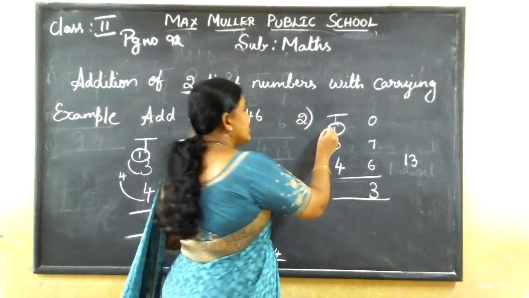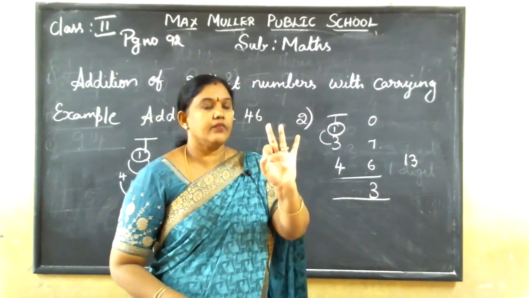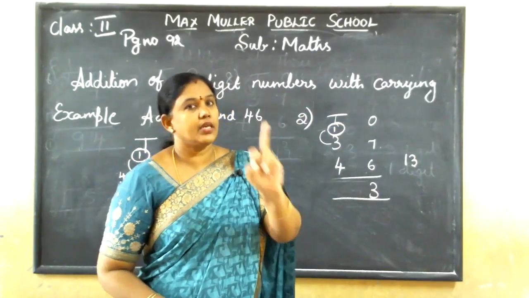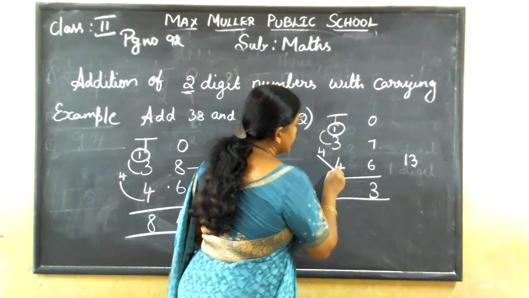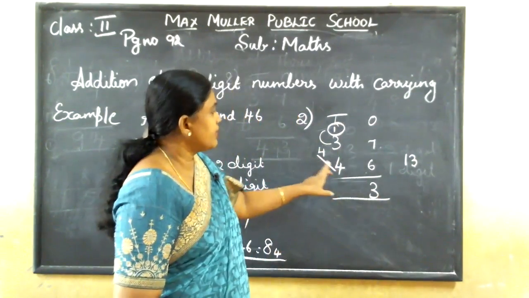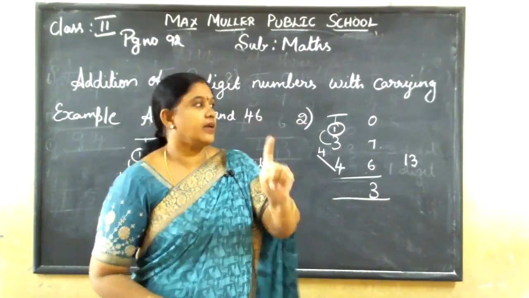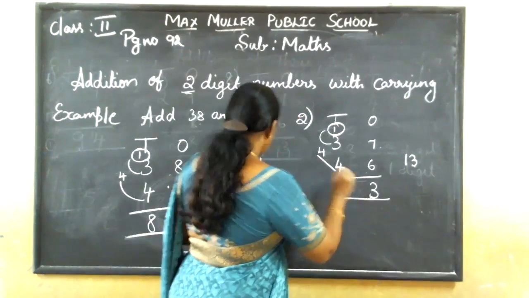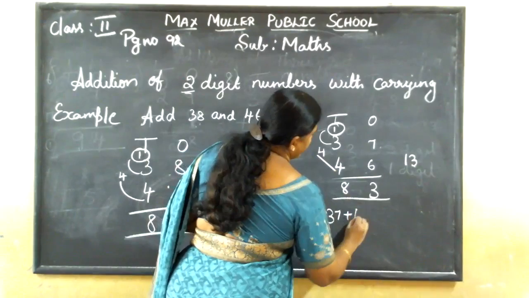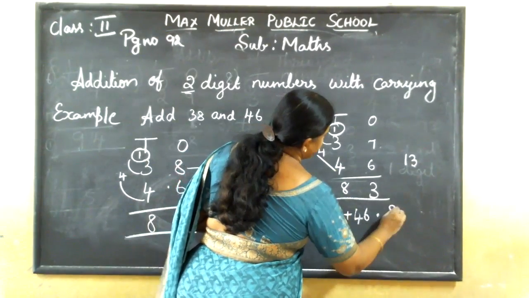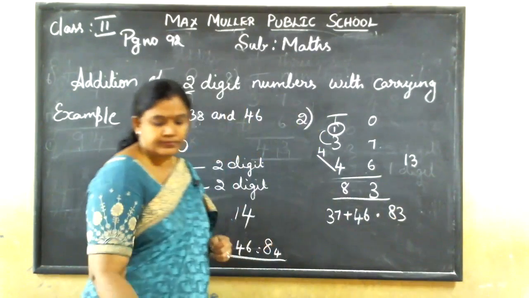1 plus 3. These two numbers we will add first. 1 in the mind, 3 on the fingers. After 1: 2, 3, 4. 4 we get here. Then these 4 and these 4 we will add again. 4 in the mind, 4 on the fingers. After 4: 5, 6, 7, 8. So 37 plus 46 is equal to 83. If we add these, we will get 83.